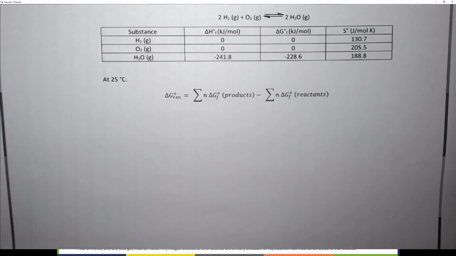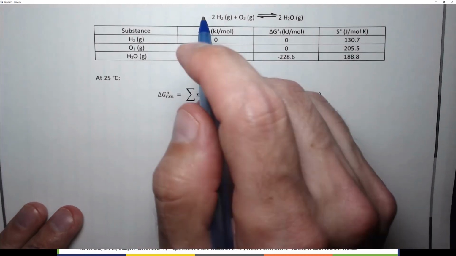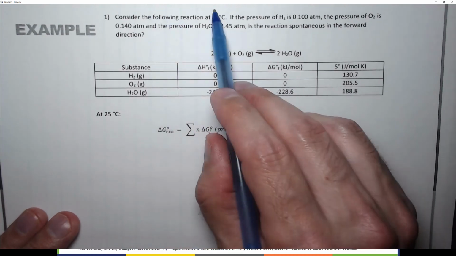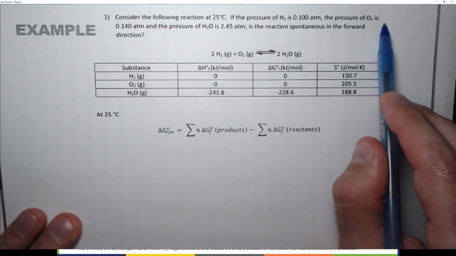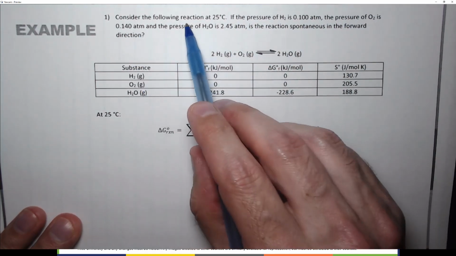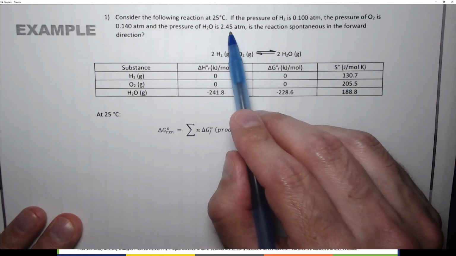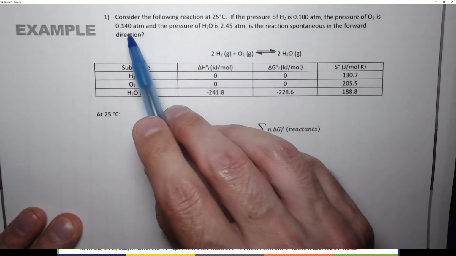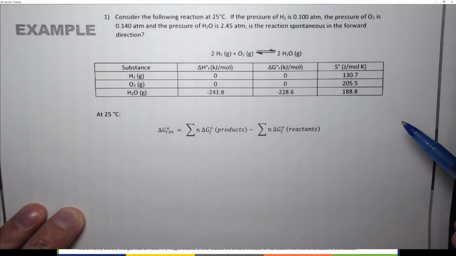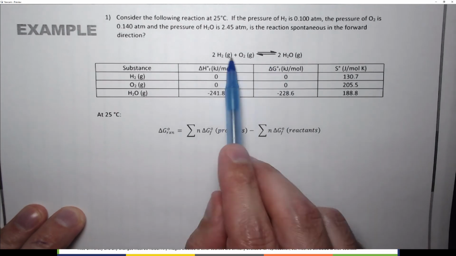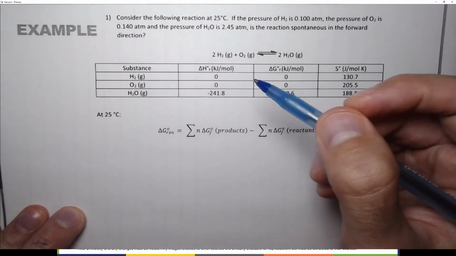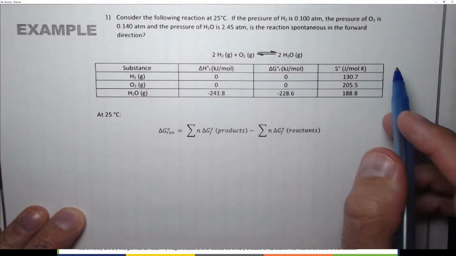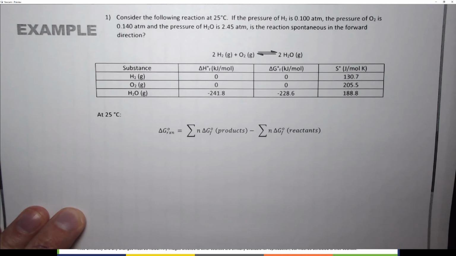Let's look at one more example. It says, consider the following reaction at 25 degrees C. If the pressure of hydrogen is 1 atmosphere, the pressure of oxygen is 1.14 atmosphere, and the pressure of water is 2.45 atmosphere, is the reaction spontaneous in the forward direction? All right, so now we're thinking about this in terms of an equilibrium reaction, and we want to see if this thing is spontaneous going in the forward direction.